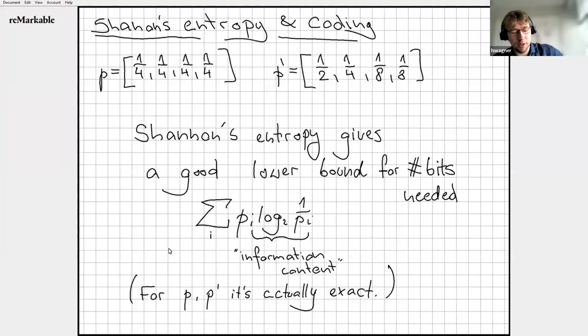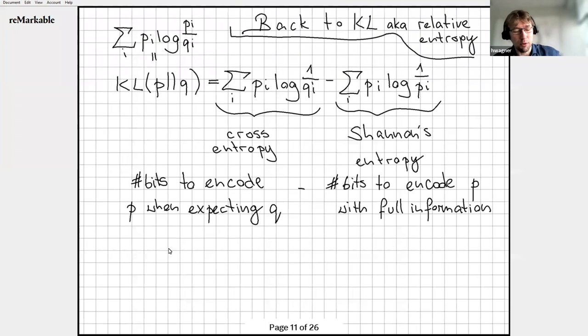And if we apply this formula to our two distributions, we would actually get the numbers 2 and 1.75, which means that the encodings we got were actually in this case optimal. And this has to do with the fact that all the probabilities are inverses of powers of two. So this is very useful. And with this, we can start understanding what our Kullback-Leibler divergence actually does. By the way, it's often also called the relative entropy.